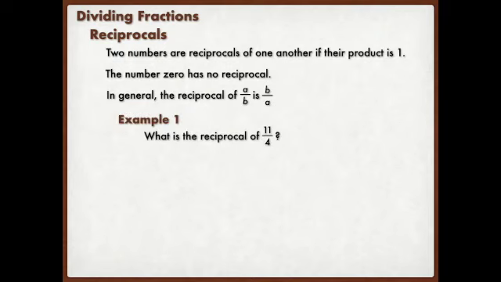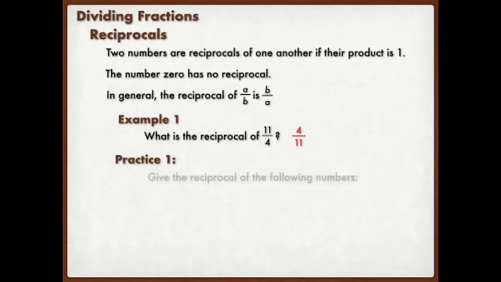What is the reciprocal of 11 over 4? It's 4 over 11. So if I multiply the product of 11 over 4 and 4 over 11 together, I'm going to get 44 over 44, which is 1, right? So that's what I was saying in the first definition.